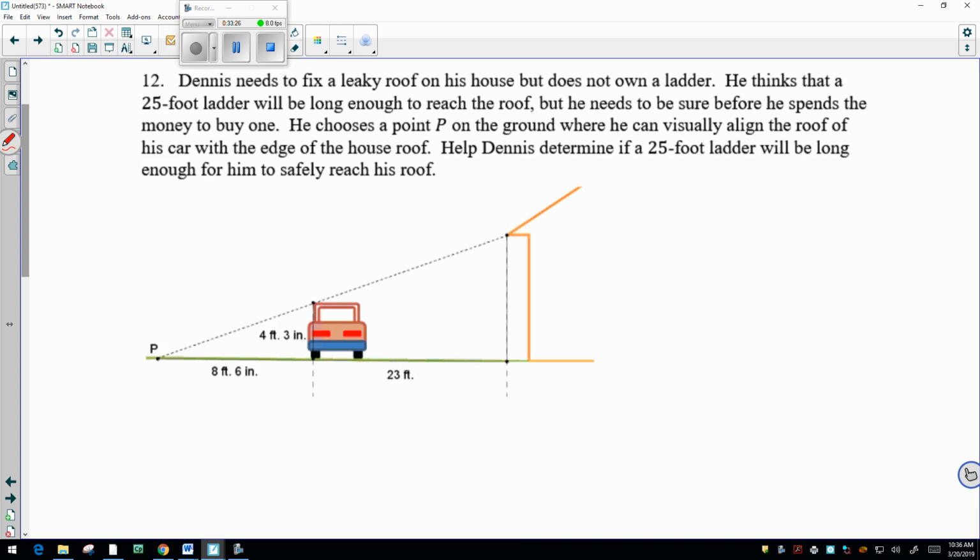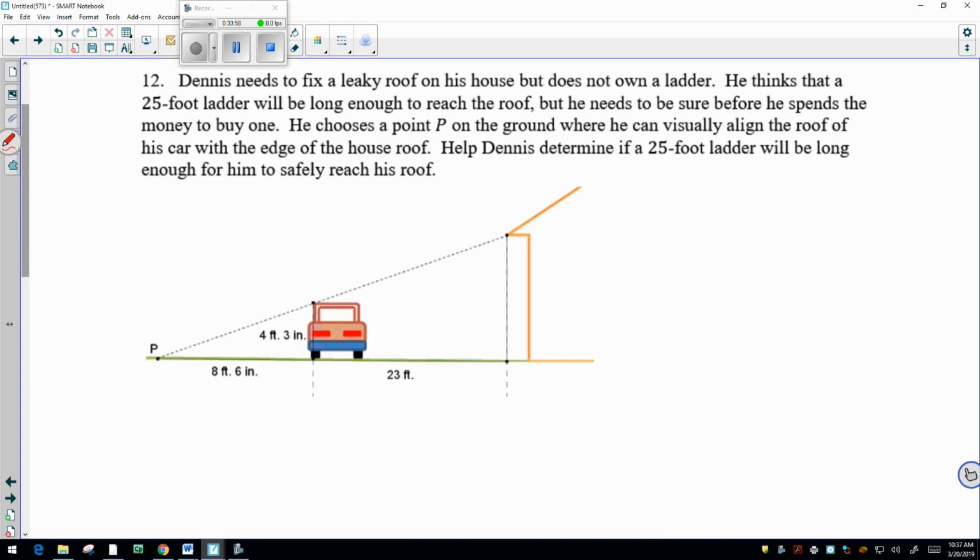This problem here is really not that much more challenging than the other problem. It's just the units that they've given us. And they love to do this on the Regents exam, where it's an easy problem, I can solve this, no problem, and then all of a sudden they give you these weird units that you have to be careful with. So Dennis, and this is obviously what we do with a leaky roof too, needs to fix a leaky roof on his house, but does not own a ladder. He thinks that a 25-foot ladder will be long enough to reach the roof, but needs to be sure before he spends the money to buy one.